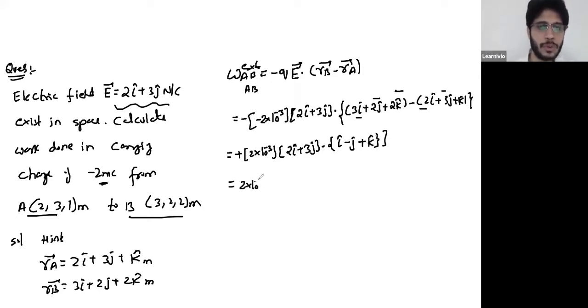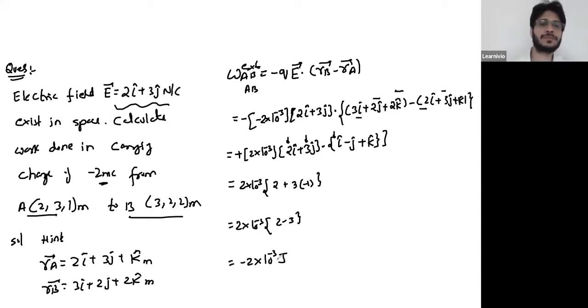So this is 2 into 10 raised to power minus 3. If we take dot product, the coefficient of i cap is 2, the coefficient of i cap is 1 here, so that's 2. The coefficient of j cap is 3, the coefficient of j cap is minus 1 here, so that is 3 into minus 1. There is no k cap, so you won't consider k cap. So that's 2 into 10 raised to the power minus 3, times 2 minus 3, that's minus 1. So that's minus 2 into 10 raised to the power minus 3.